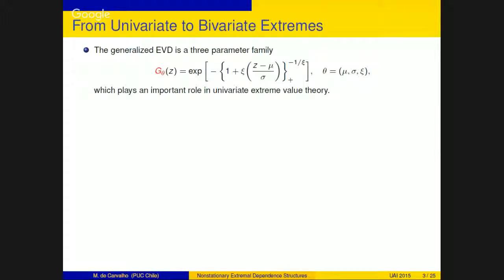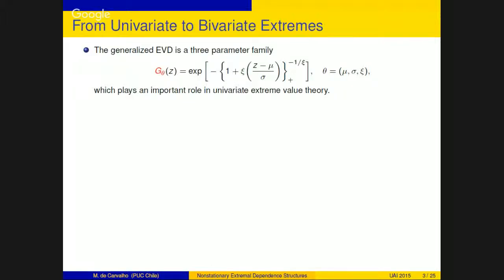Now, in the univariate setting, we have a distribution which has been studied by Fisher, Tippett, and Gnedenko, among others. The generalized extreme value distribution is the limiting law of the standardized maximum that I start discussing here. It's a three-parameter family, so it's really a statistical model. It's a G of theta. It's just these three parameters: a location, a scale, and a shape parameter.